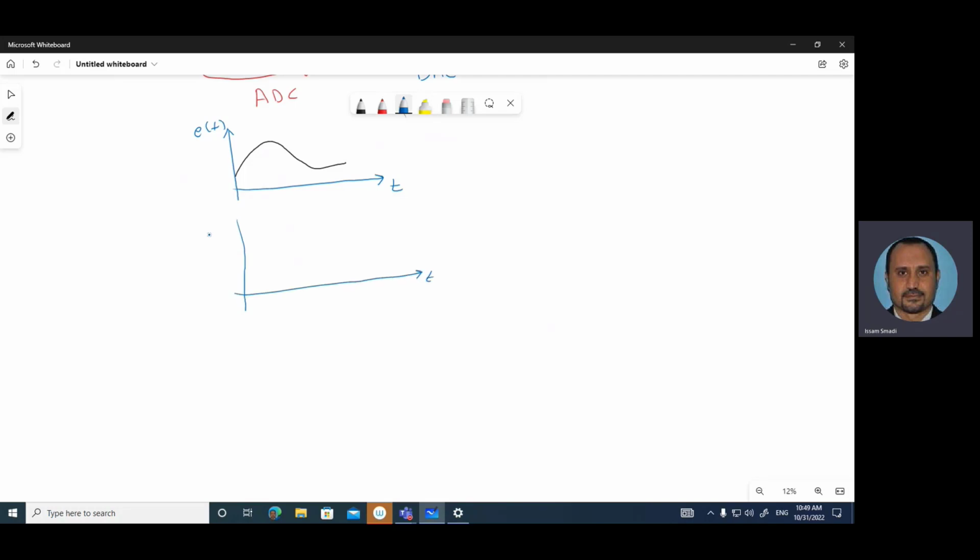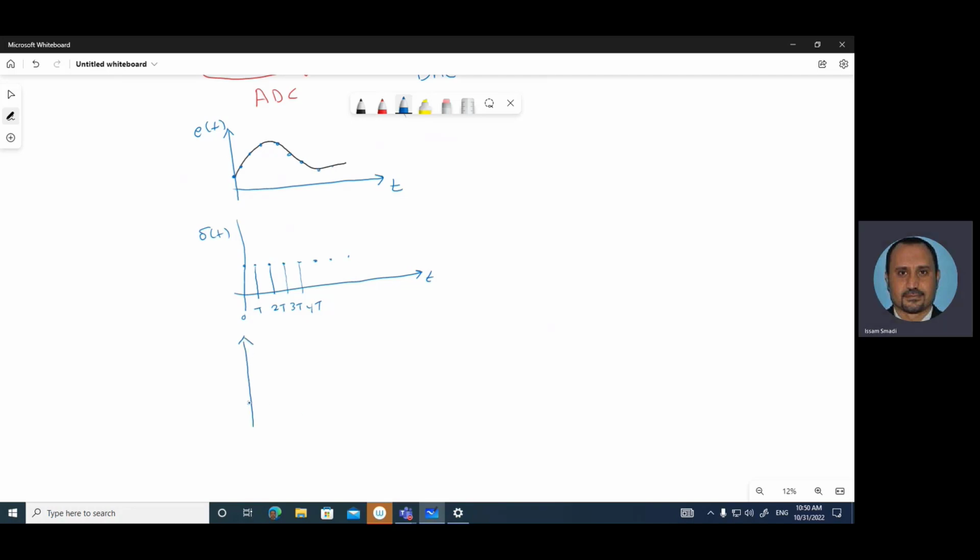So let's assume this is T and this is delta of T. So simply, I'm sampling at a certain T. So this will be zero, this will be T, this will be 2T, this will be 3T, and this will be 4T and so on, correct? Now, what I can see at this point, I can see this point, here I can see this point, here I can see this point, and here I can see this point. Let's assume that those are the points that I can see because I'm doing the sampling.